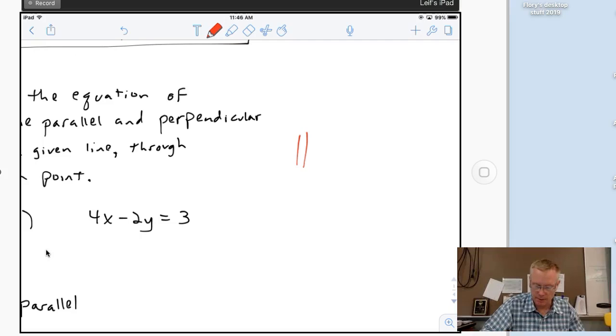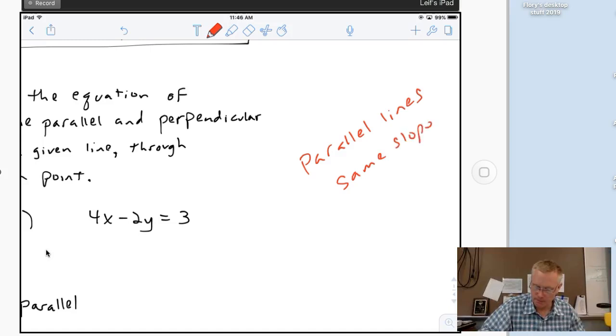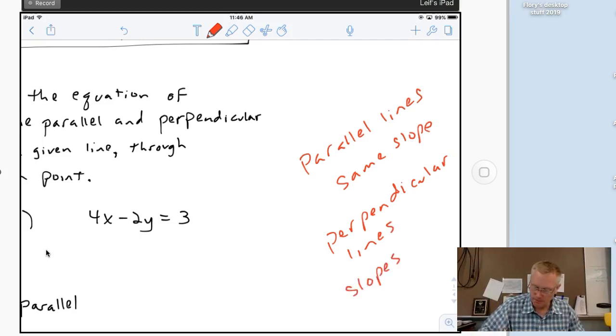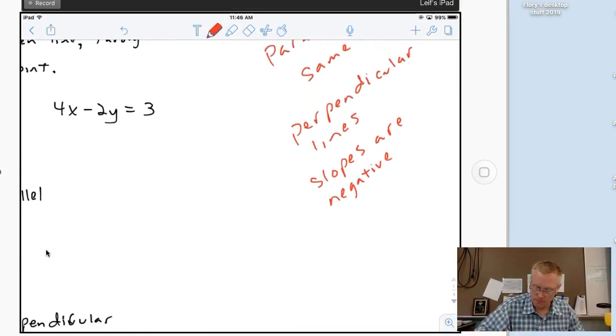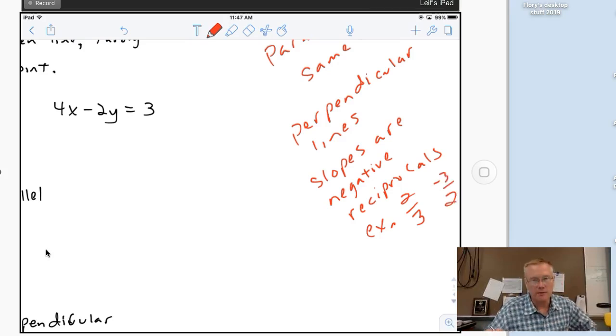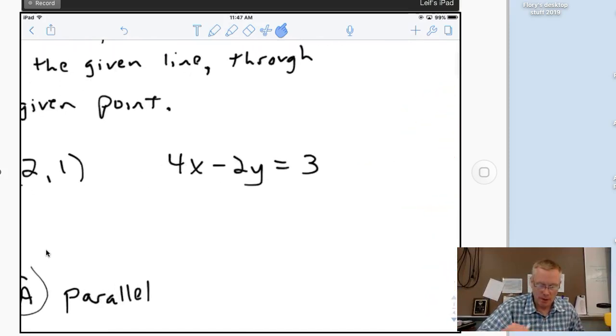This is parallel, those two double lines. I'll write the words out. Parallel lines, same slope. Perpendicular lines, slopes are negative reciprocals. So negative reciprocals would be like 2/3 and -3/2, where you flip the fraction upside down and change the sign from positive to negative. Okay. All right. So now that we got that down, I'd like to know the slope of this line.